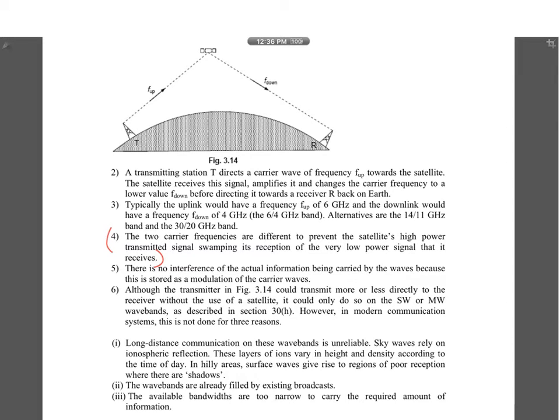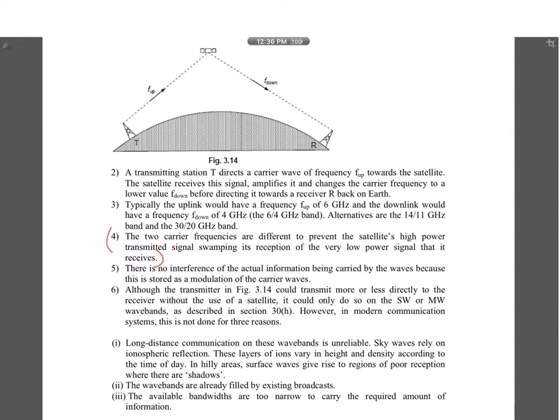Remember? For example, long wave and medium wave, their range is 1,000 kilometers. Short wave has a range of worldwide. So if they can already travel worldwide or 1,000 kilometers, why do we still need satellites? You must remember there are 3 reasons. Number 1, long distance communication on these wavebands is unreliable.